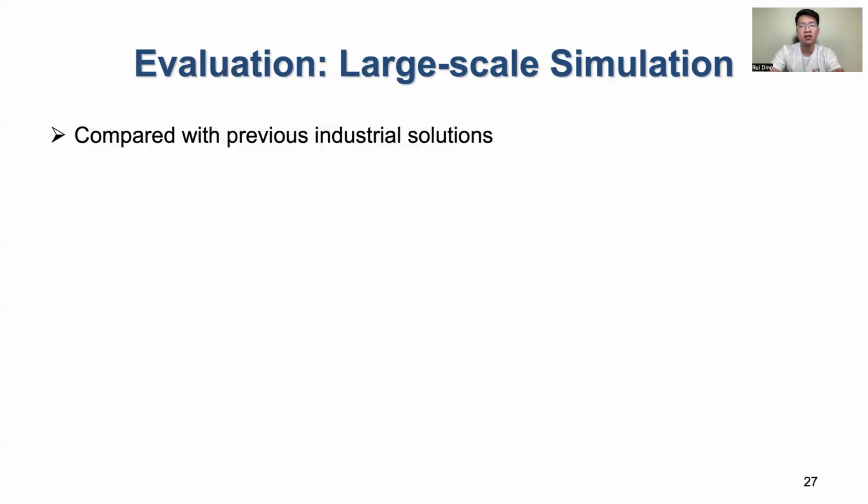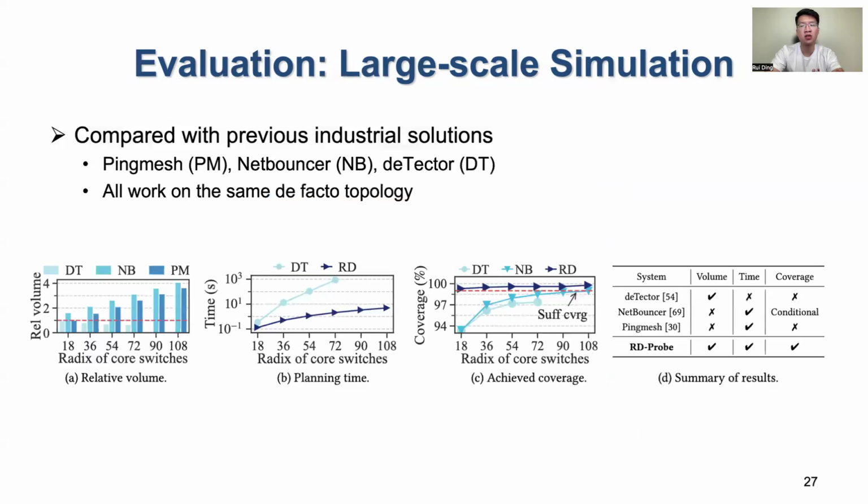Compared with previous industrial solutions, including PingMesh, NetBouncer, and Detector, we find that RDPro is the only one achieving sufficient coverage and scalability at the same time.